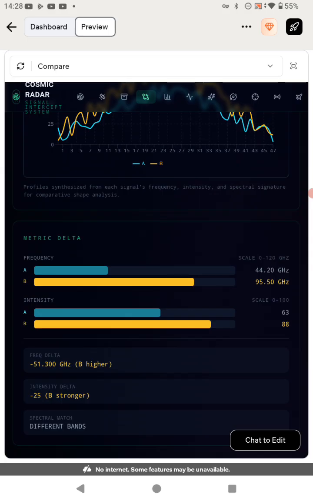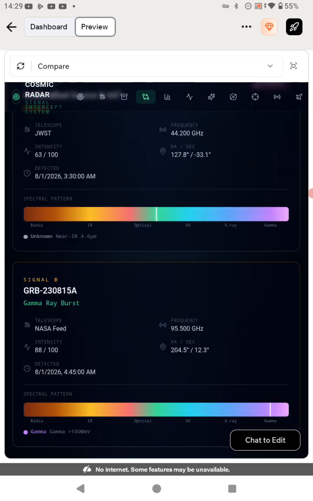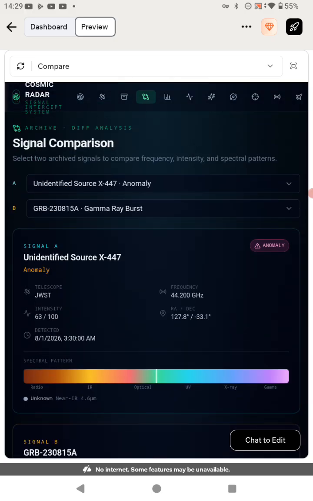And then here, we've got minus 51.3 gigahertz. I don't know how you can get a minus frequency. That is actually something new to me. Again, something that's got to be looked into. And then negative 25B is stronger, which is these orange ones here. And that was the different bands. So now we go to our next page.